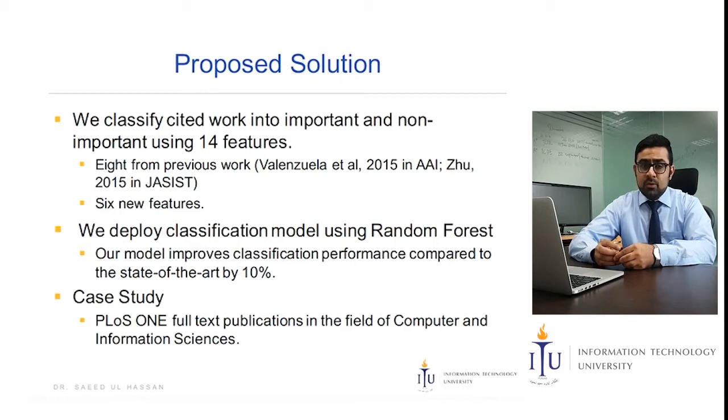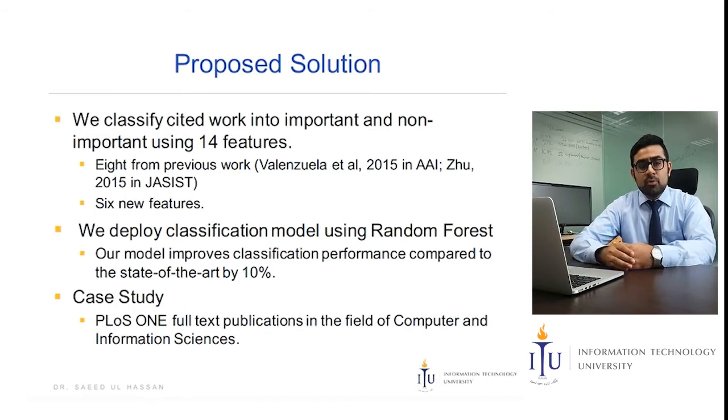And at the end, we also deploy a case study using the PLoS 1 full text publications in the field of computer and information sciences to see the effectiveness of this method that we propose. So we propose 2 kinds of contribution in this paper. One is the algorithmic improvement of existing state-of-the-art in distinguishing important and non-important citations, and the other one is this case study that helps us to understand the knowledge flows across different regions using important and non-important citations.